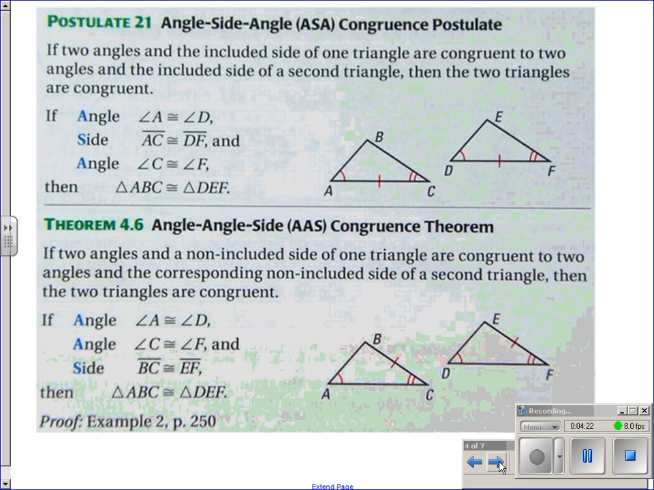Again, take a second, copy these 2 down. We have angle-side-angle and angle-angle-side. These ones basically work the same way. As you go around a triangle, angle, then a side, then an angle. So in the other triangle, a corresponding congruent angle, corresponding congruent side, and corresponding congruent second angle. If you can set up that correspondence, the 2 triangles are going to be congruent.